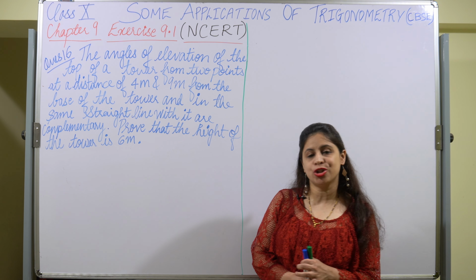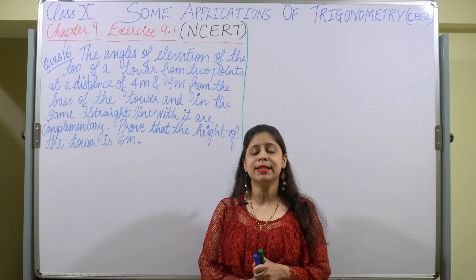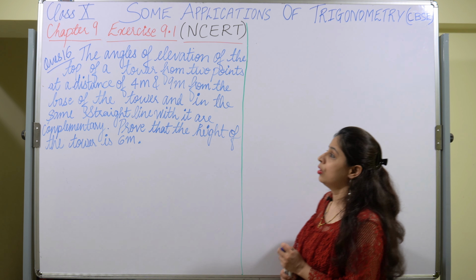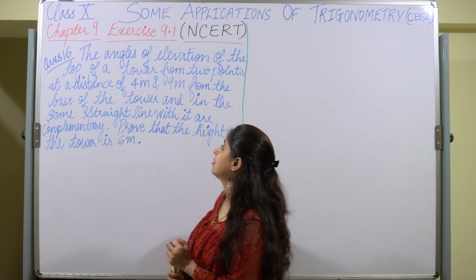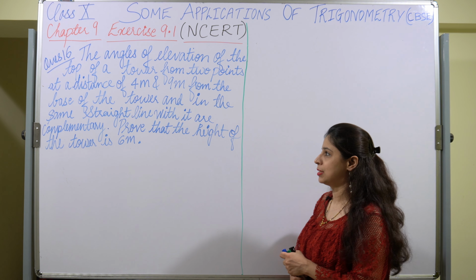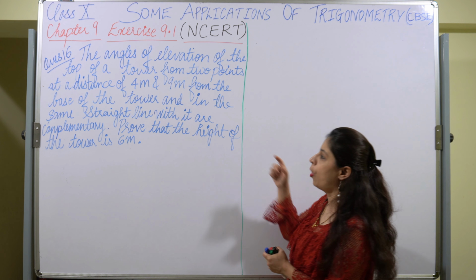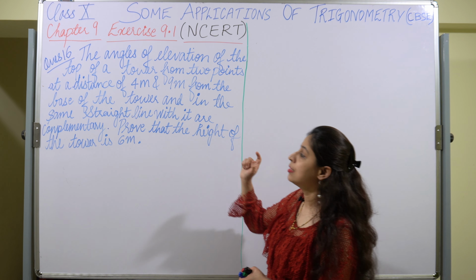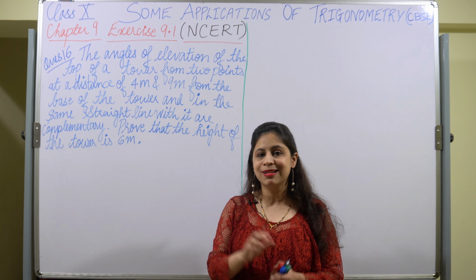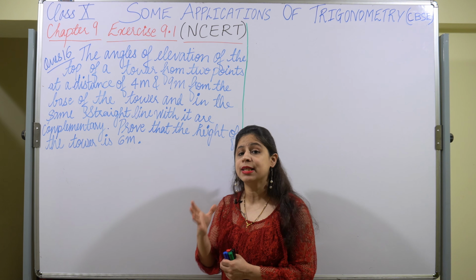So let us start with question number 16, the last question of Exercise 9.1 of Chapter 9, Some Applications of Trigonometry, for Class 10 CBSE NCERT. Question 16 says, the angles of elevation of the top of a tower from two points at a distance of 4 meters and 9 meters from the base of the tower and in the same straight line with it are complementary. So both the angles are complementary to each other. So we need to prove the height of the tower is 6 meters.